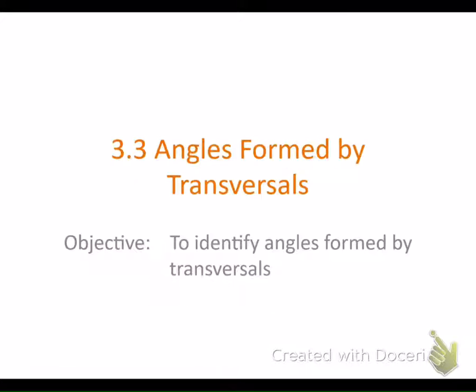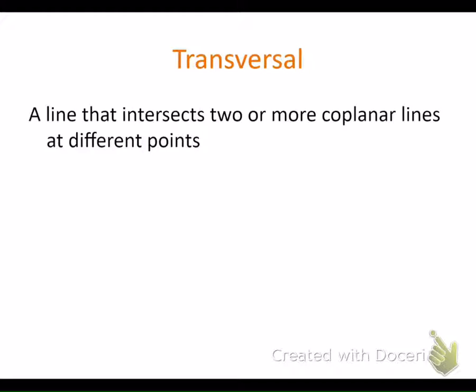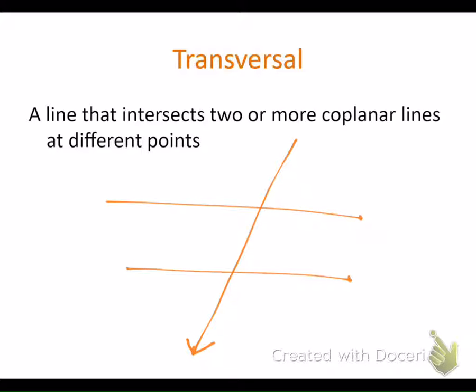And 3.3, angles formed by transversals. The objective is to identify angles formed by transversals. A transversal is a line that intersects two or more coplanar lines at different points. So what that means is we have two lines, and a transversal intersects them. So this line right here would be the transversal.